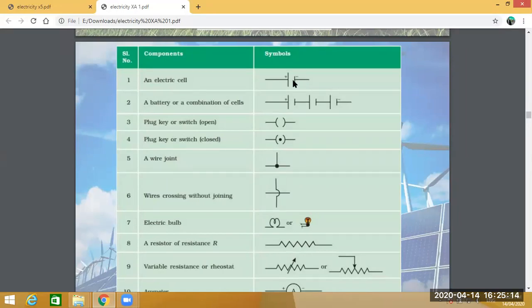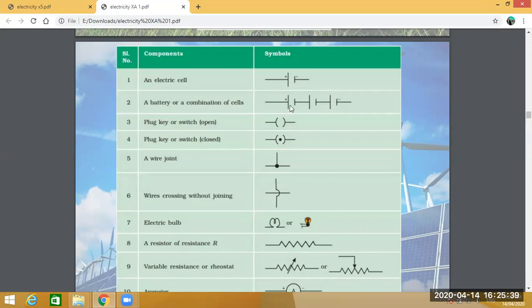And there is a space between the two lines, and in between these two lines there must be some chemical energy available in terms of electrolytes and so on. Next, battery. A battery is nothing but a combination of two or more cells. When two or more cells are connected in series, this makes up a battery.